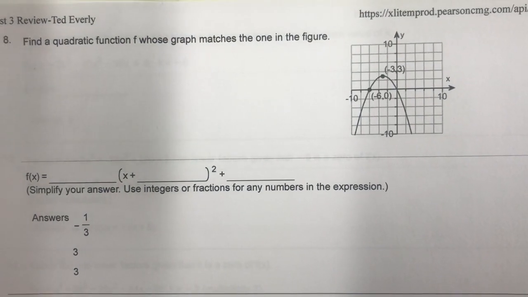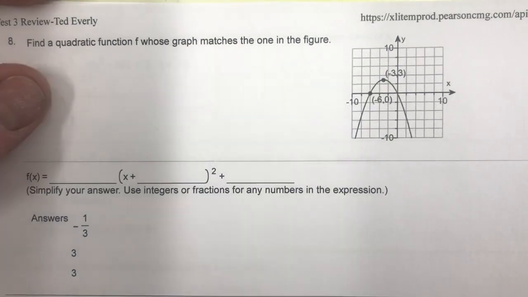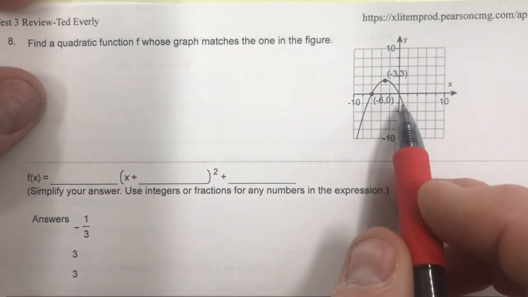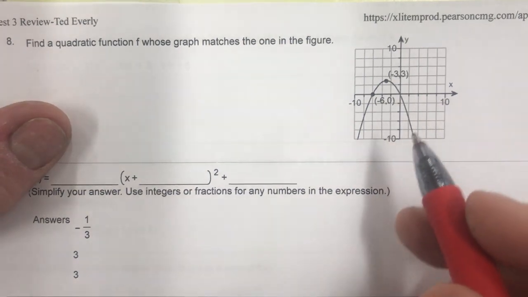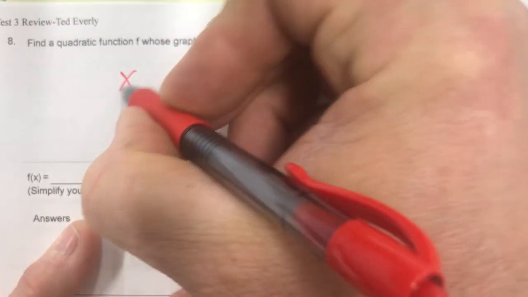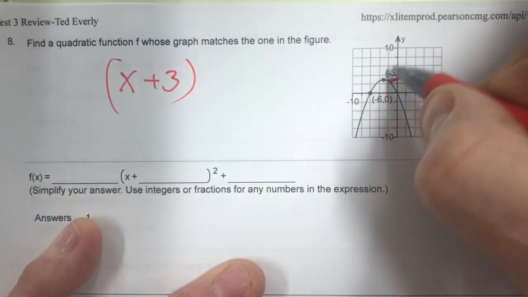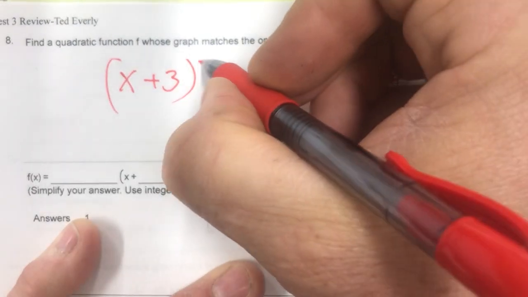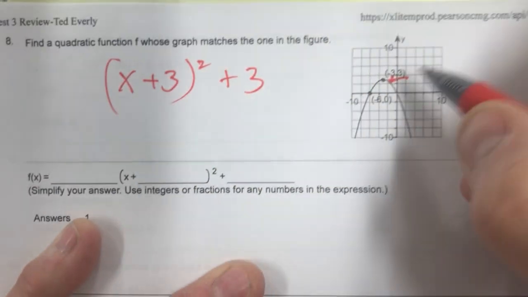Number 8. Find a quadratic function whose graph matches this one over here. Okay. First thing, see my vertex right there? I know it's going to be x plus 3, because of this negative 3 right here, squared, and it's going to be plus 3 over here.